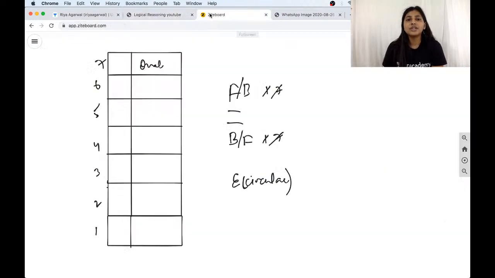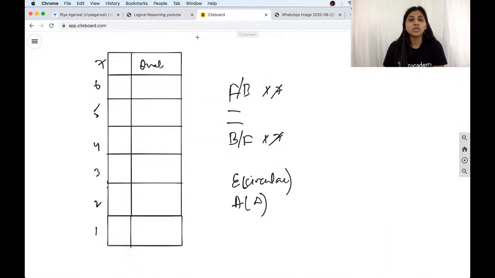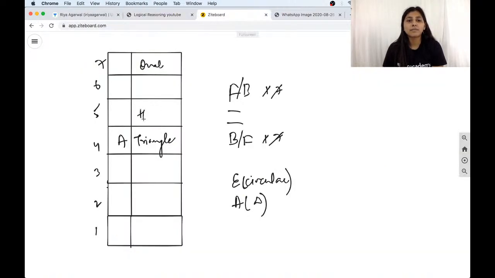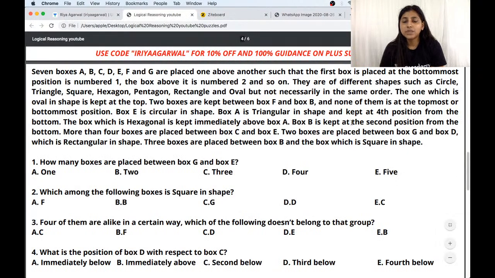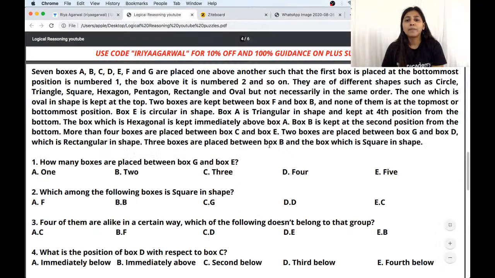Box A is triangular in shape and kept at 4th position from the bottom. So here A is there and A is triangle. Okay. The box which is hexagonal is kept immediately above A. Hexagonal. Box B is kept 2nd position from the bottom. If B is here at 2 gaps, we want F. So 1, 2, this is going to be F. Okay. Next.